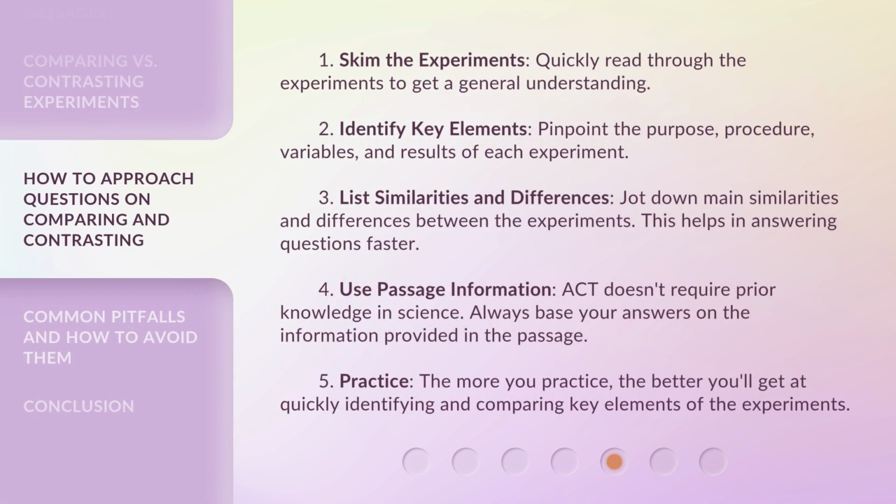1. Skim the experiments. Quickly read through the experiments to get a general understanding. 2. Identify key elements. Pinpoint the purpose, procedure, variables, and results of each experiment. 3. List similarities and differences. Jot down main similarities and differences between the experiments. This helps in answering questions faster.